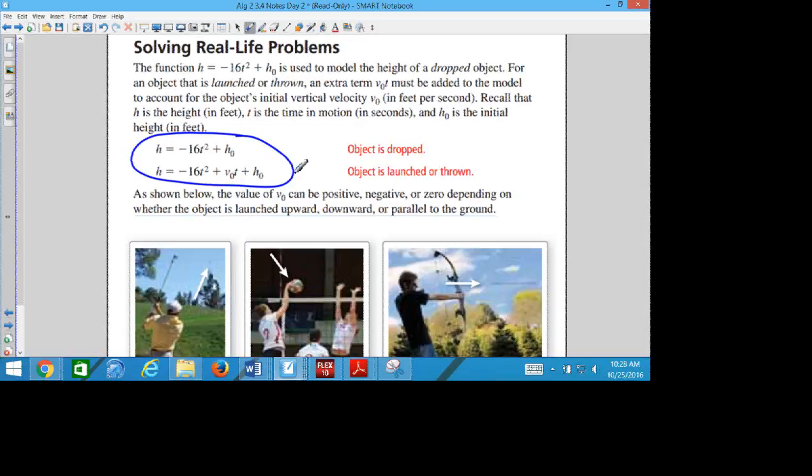And in this paragraph, it says that t is the time that the object is in motion. T starts as soon as the pen is dropped or thrown, and then T ends when it stops moving.